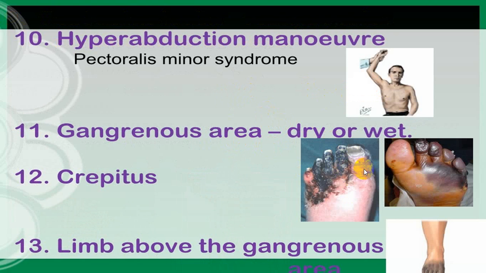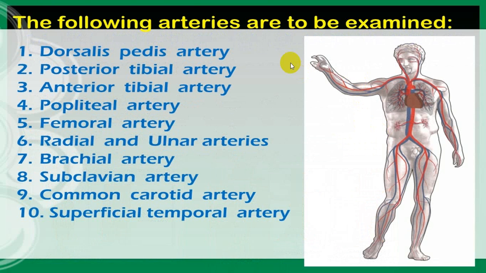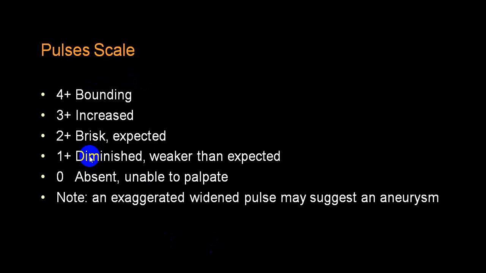Then you can look for dry gangrene or wet gangrene. You can look for crepitus, and you can look at the area above the gangrene, whether it is normal or abnormal. You can palpate all the peripheral blood vessels, that is dorsalis pedis, posterior tibial, anterior tibial, popliteal, femoral, radial, ulnar, brachial, subclavian, common carotid, and superficial temporal. All these arteries should be palpated. And depending upon palpability, you mention the scale. If it is totally absent, 0. If it is low volume, 1. If it is normal, we call 2. If it is a little large volume, 3. And if it is bounding, 4. Usually in a peripheral arterial disease, it will be less than 2. So it will be either 1 or 0.